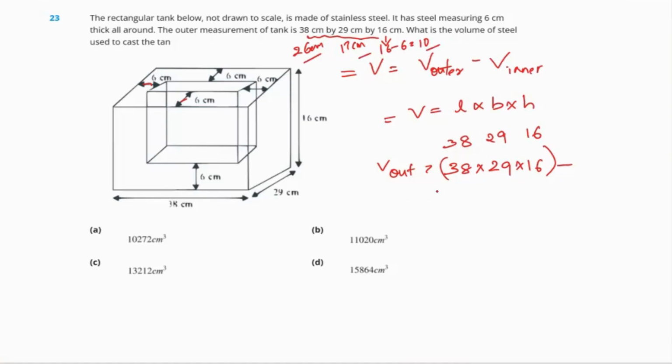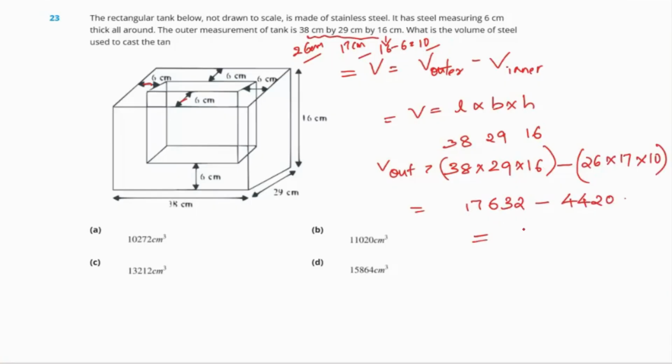To find the inner volume, the new length is 26, breadth is 17 centimeter, and height is 10. So 38 into 29 into 16, we will get 17,632, and 26 into 17 into 10, we are having 4,420. So when we subtract this, we will get the volume of steel used to cast the tank.